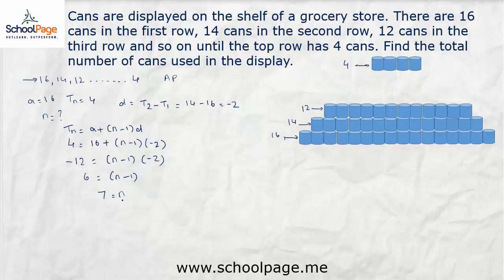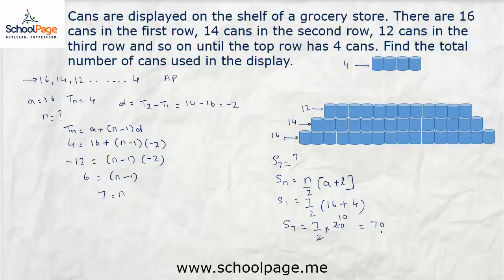Now we have to find the total number of cans used in the displays. We have to find S7. To find S7 we use the formula Sn equal to n by 2 into a plus l. Now here S7 equal to 7 by 2 into 16 plus the last term l is 4. So S7 equal to 7 by 2 into 20. Solving this we get S7 as 70. So the total number of cans used in the display are 70 cans.